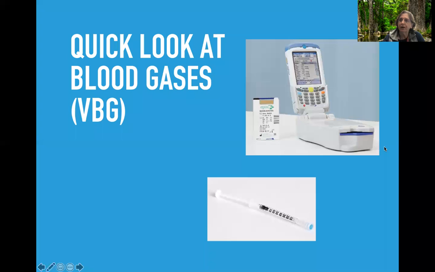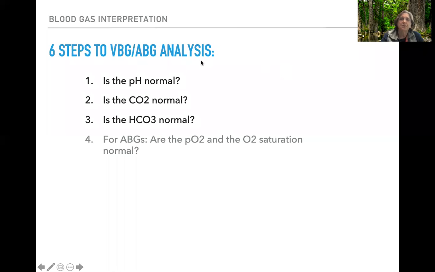So we're going to take a very quick look at VBGs, and I want you to take a look on your own time so that you can predict what the patient is experiencing in terms of their blood gas. Before we go through this, we want to know our normal values for pH, CO2, and bicarb. For ABGs, you want to look at your O2 and your O2 saturations and whether they're correlating. But in the ED, for the most part, we do VBGs.